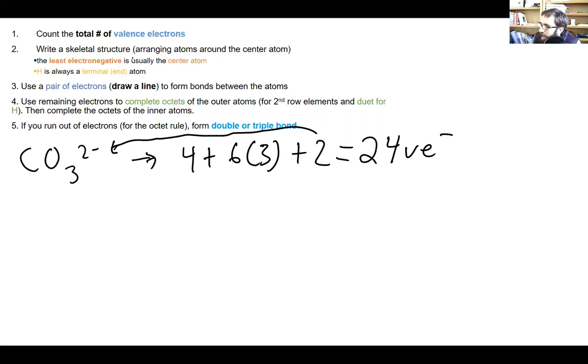Least electronegative atom in the center. That's going to be carbon. That's to the left of oxygen on the periodic table, so carbon is less electronegative. And so we're going to draw our skeleton with the oxygens, 3 of them, on the edge. We're going to connect them with single bonds. And now we're going to try to satisfy the octet.